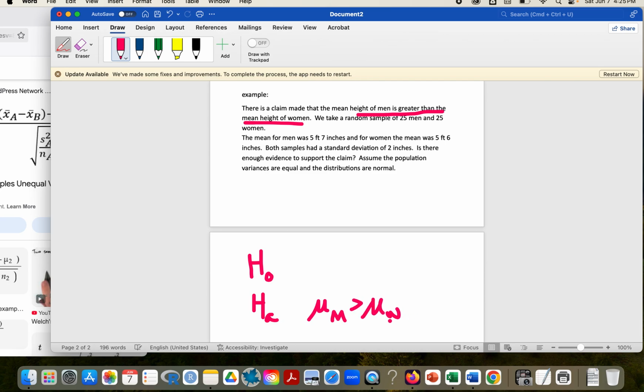And the reason is because this is a strictly greater than symbol. Right here is strictly greater than. It is not greater than or equal to. Its counterpart is that it's going to have less than or equal to. So the mean height of men is less than or equal to the mean height of women. Now again, I know that I've said this before, but you can have that just be strictly equal. So that piece could be just an equals. So we've established our null and our alternative. Our claim is actually associated with the alternative hypothesis.